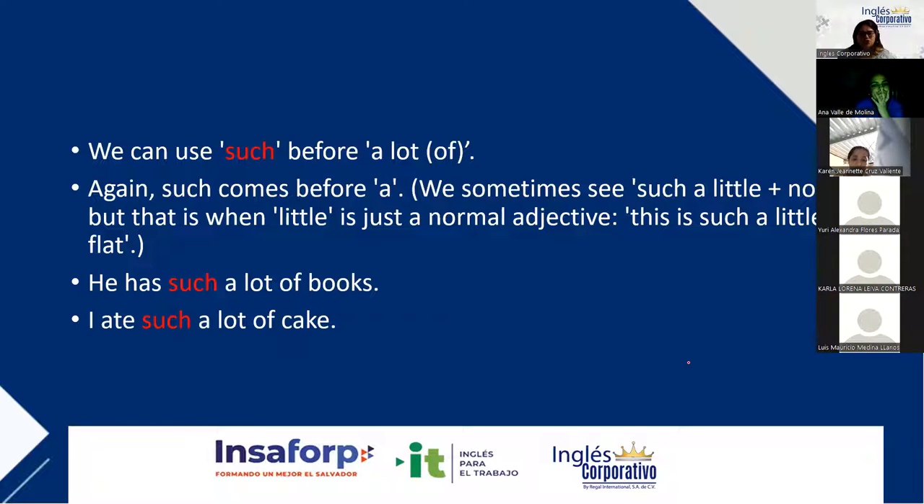But that is when little is just a normal adjective. This is such a little flat. Estamos hablando de un flat es un apartamento, ¿verdad? En británico dice flat. En inglés americano dice a department. This was such a little department or flat. Está usando a little como adjective, o sea, de pequeño. Instead of saying a small, you say a little. He has such a lot of books. I ate such a lot of cake. ¿Ya? En este caso es cuando nosotros hablamos de que so o such se puede usar antes de un noun. ¿Sí?